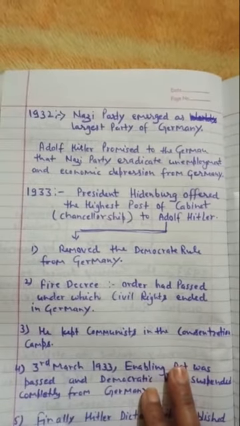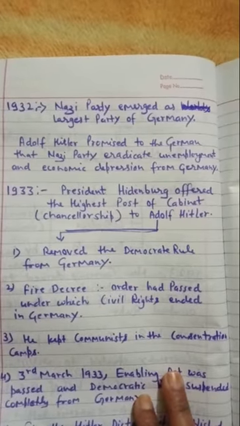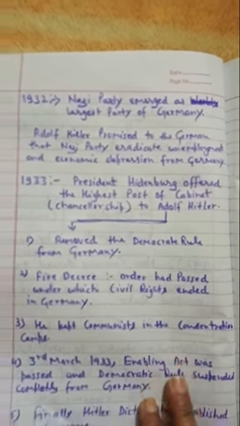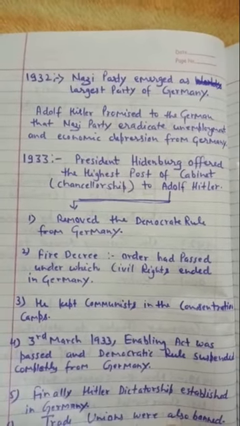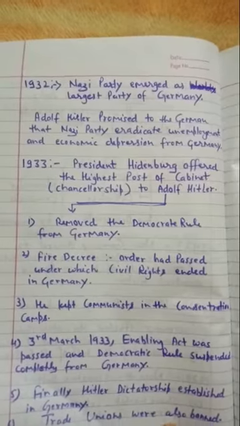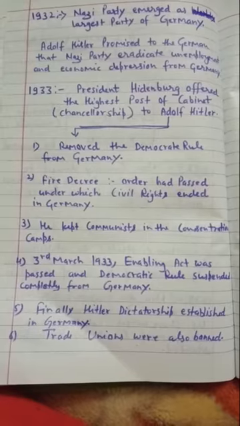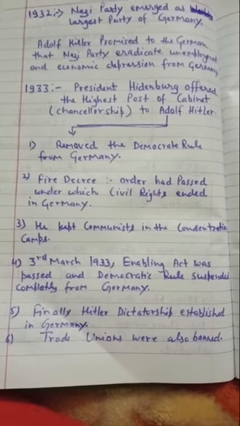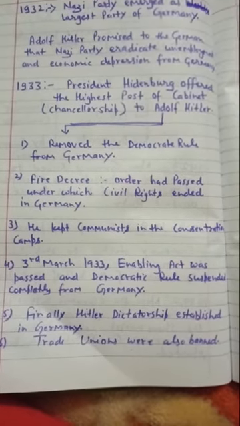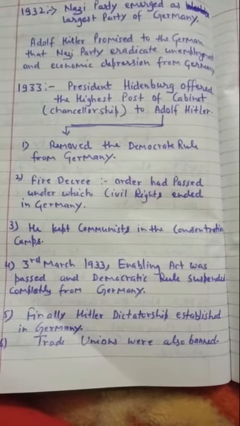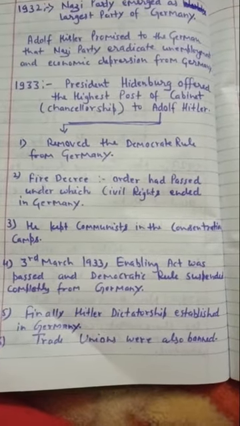Now in 1933, President Hindenburg offered the highest post of cabinet chancellorship to Adolf Hitler, and after becoming the chancellor, Adolf Hitler changed so many things. First of all, he removed democratic rules from Germany completely. Second, he introduced the fire decree, an order under which civil rights were ended in Germany. Now the people were not free to take any decision.